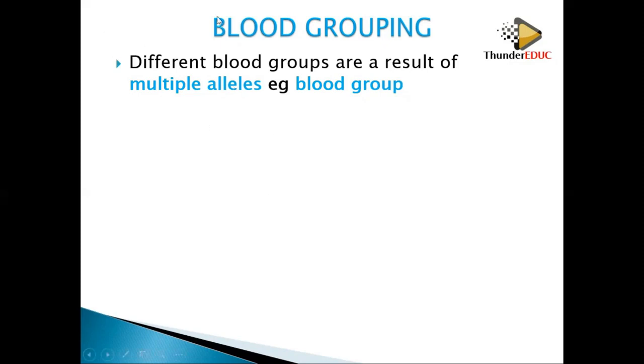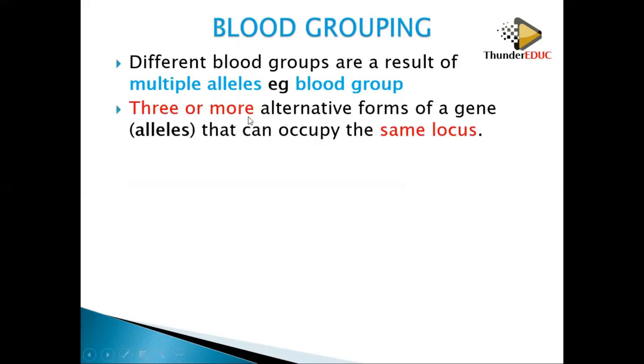But now when you say multiple alleles, it means that it's more than two. So blood group is controlled by multiple alleles. It has more than two alleles: three or more alternative forms of a gene, that is the allele. Yes, you have a gene, but it can exist in different forms that can occupy the same locus. That's what we call the multiple allele.